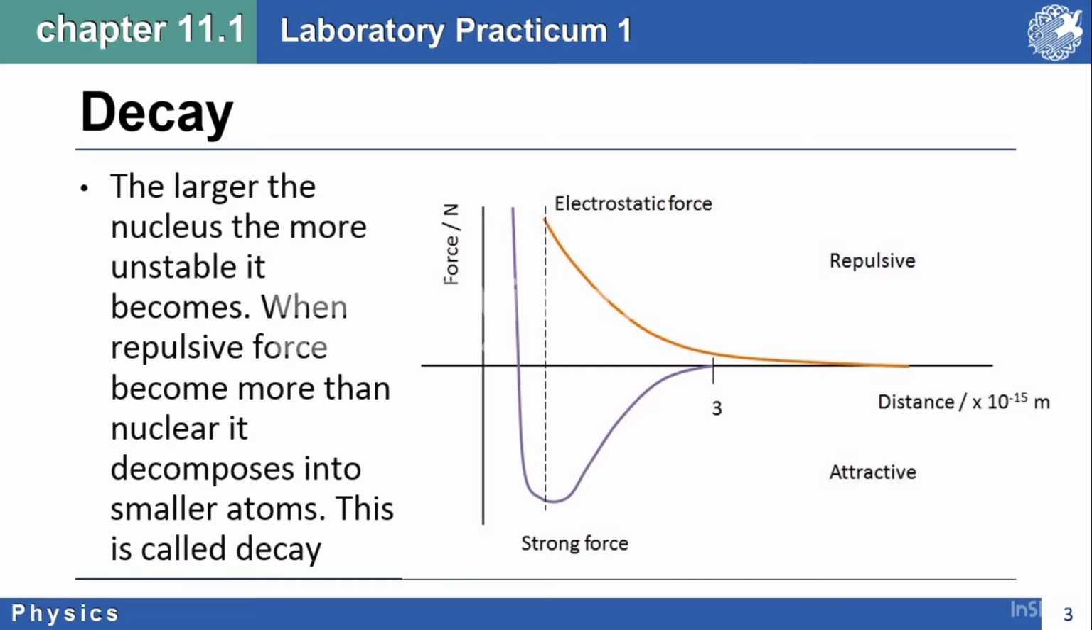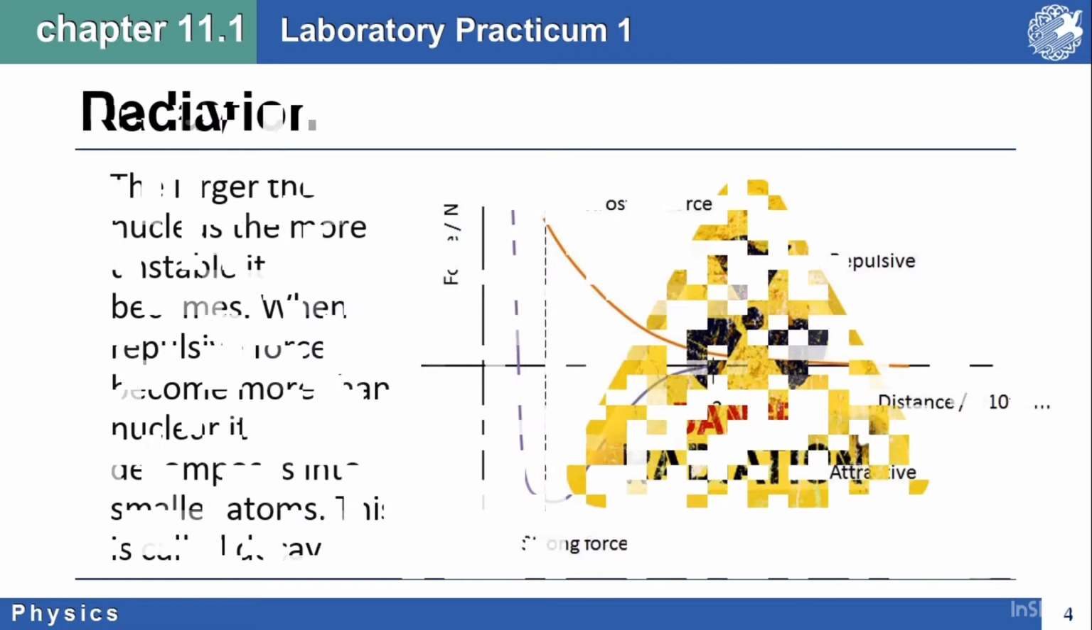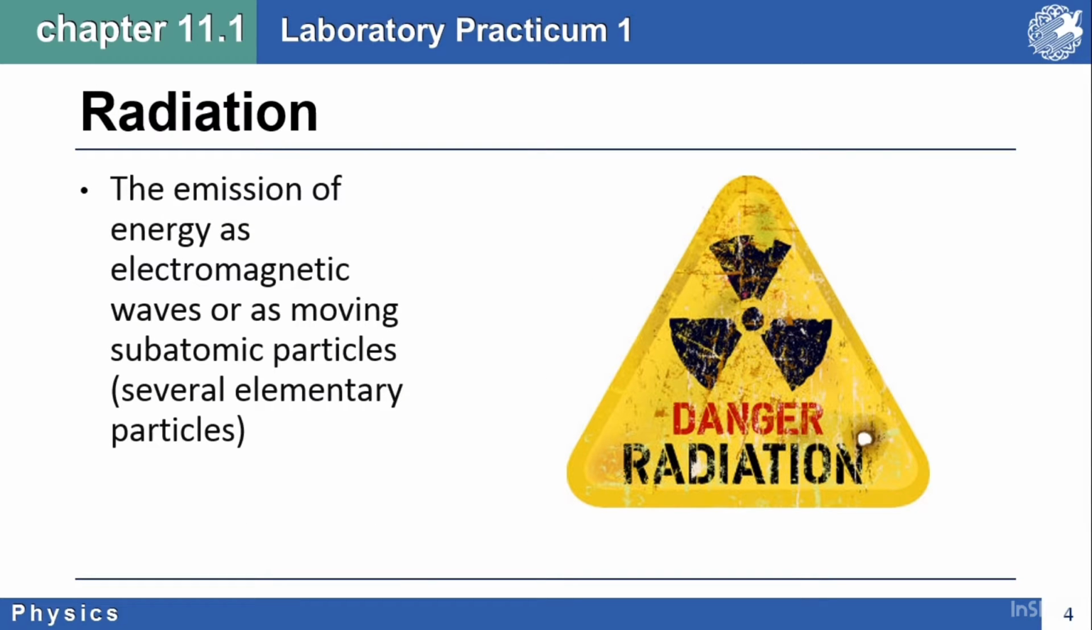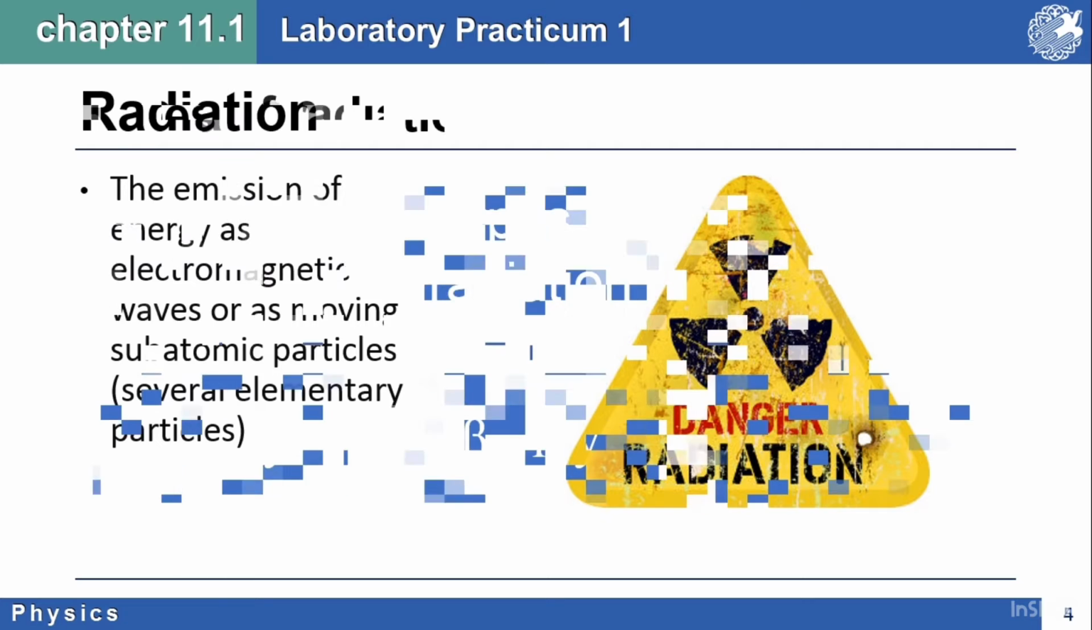So what is decay? The larger the nucleus, the more unstable it is. When the repulsive force becomes more than the nuclear force, it decomposes into smaller atoms, and this is called decay. Radiation means the emission of energy as electromagnetic waves or as moving subatomic particles. So today's topic is radioactive decay.